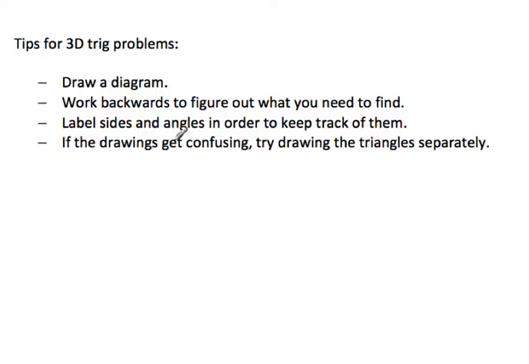One thing that some students do is they call everything x, but that can be confusing as you go through because you're looking for multiple different side lengths, multiple different angles, and so if they're all called x, that can be very confusing both to yourself and to the person who's reading your work. Also, if the drawings themselves get confusing, you can try drawing the triangle separately as I did in the example. Sometimes it's helpful to do that right away in order to keep things clear. So that's an example of solving a three-dimensional trigonometric problem.